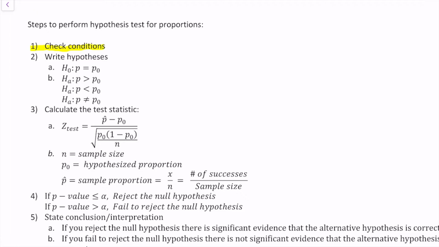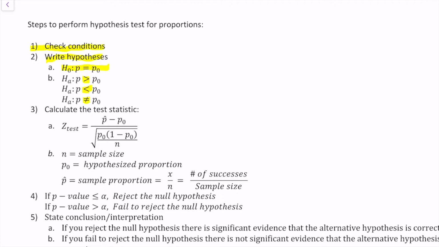Your next step, if your conditions are met, is to start writing your hypotheses. Once again, go back to the introduction to hypothesis testing video. You'll know that we have two types of hypotheses. The null hypothesis will always have an equals sign, so we're always saying that the population proportion is unchanged. Your alternative hypothesis can take one of three possibilities: either a greater than, a less than, or a not equals to. It depends on the scenario you're in, and we'll go through a couple of examples to see how these scenarios work out.